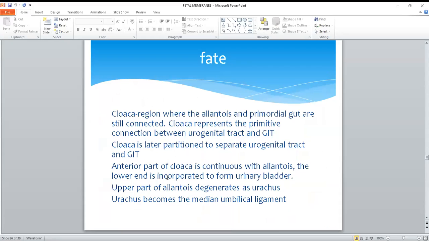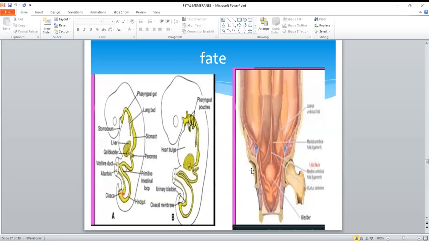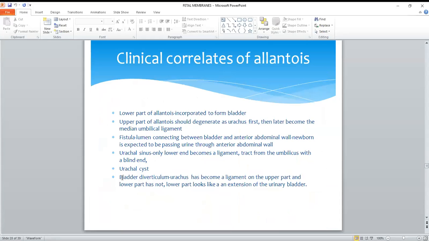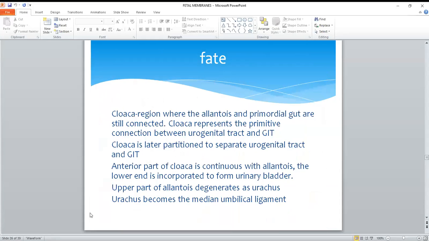The anterior part of the cloaca is continuous with the allantois. You see this one here. The anterior part is in connection with the allantois, and the lower end is incorporated to form the urinary bladder. The upper part of the allantois degenerates as something known as the urachus. The urachus later becomes the median umbilical ligament.